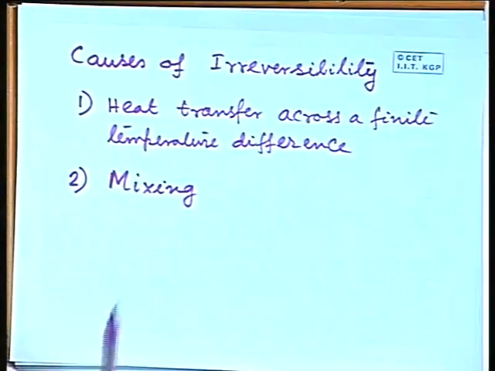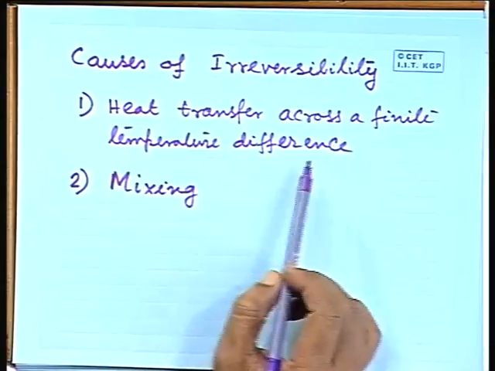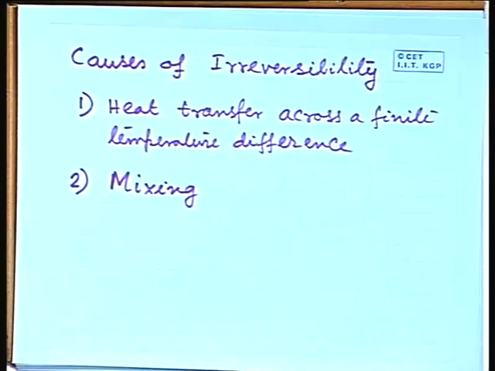All the natural processes are irreversible processes, but different degrees of irreversibility are associated with different processes, and there are some reasons which increase the irreversibility of the processes. We started identifying different reasons for irreversibility. Now, we were making a listing like this: causes of irreversibility. There I have told that heat transfer across a finite temperature difference causes irreversibility. Mixing of two materials causes irreversibility.